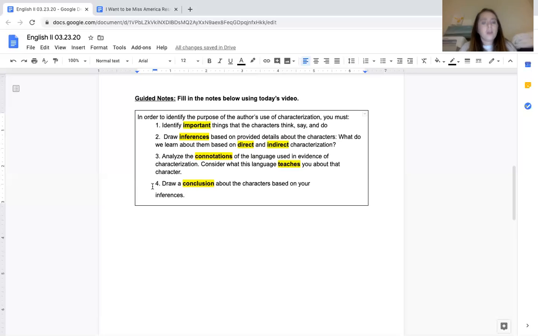And then finally, you're going to be able to draw a conclusion about the characters based on your inferences. So to go back to that example with Justice and Melo, the inference that we made about him was that he really cared about her and he was willing to go out of his way to help her. A conclusion that I might draw based on that is that Justice is a generous guy who goes out of his way to help people even when it's not easy. So I went from an inference about the situation to drawing a conclusion about what Justice is like as a person in general.